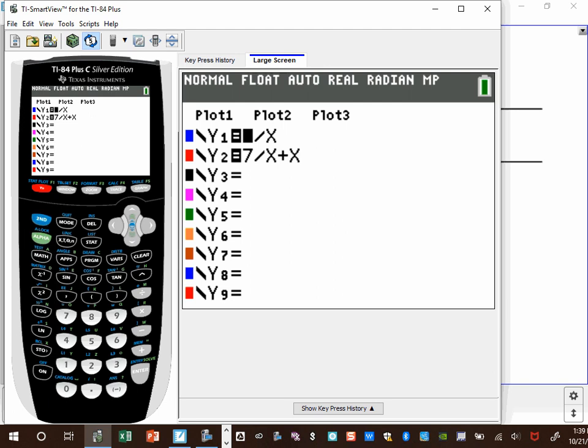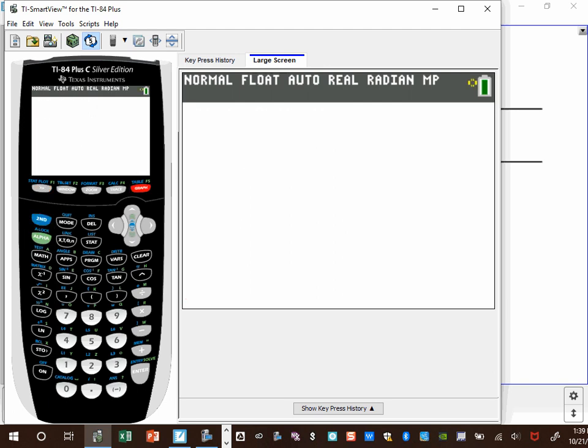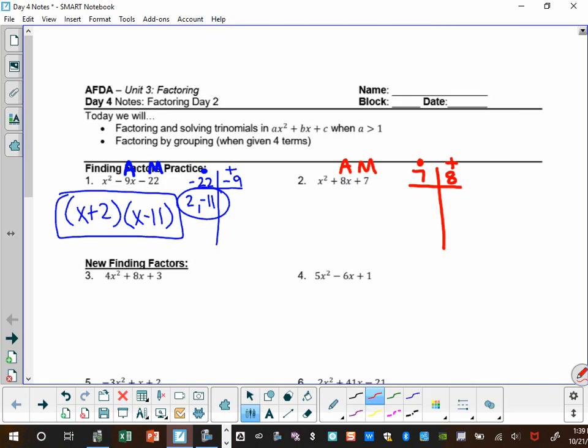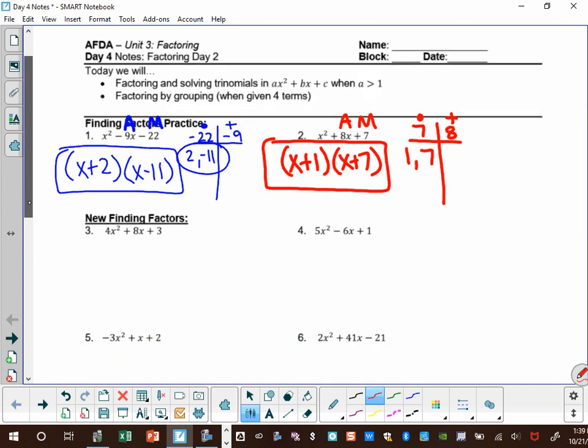You got it, David? Yeah, I got it. Okay. So we hit second graph, we look at it, I know my factor is going to be what? 1 and 7. So I need to add to get 8. So my factors are 1 and 7, and I can just plug that in to my factors. X plus 1, x plus 7. Does it make sense how we're using the calculator to find our factors and then plug them in? Okay. It's going to pick up a little bit.